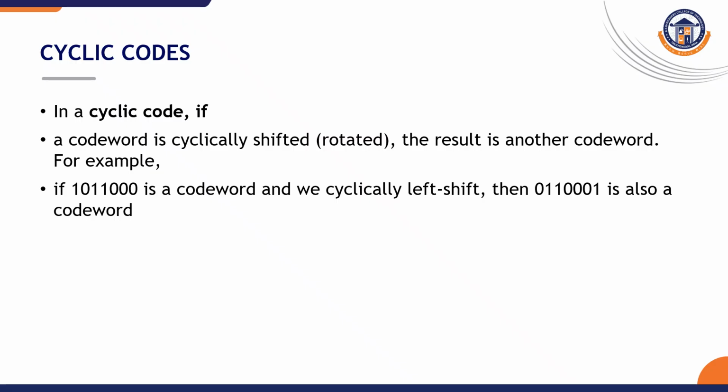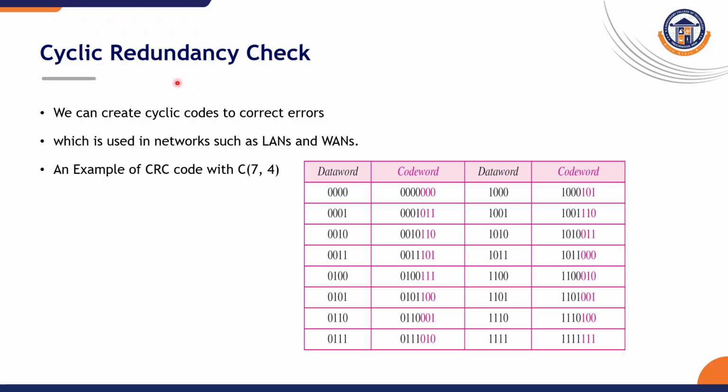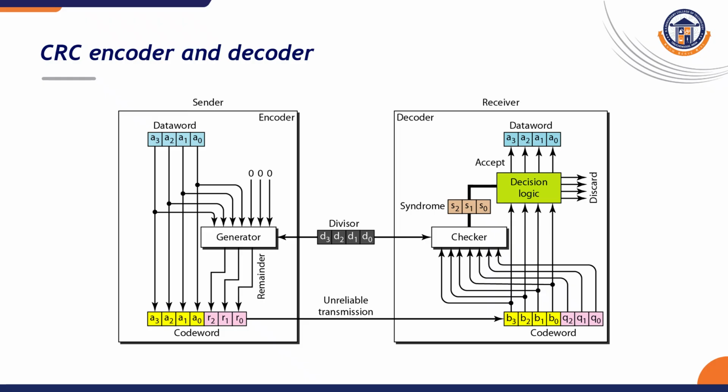In a cyclic code, if a code word is cyclically shifted, the result is another code word. That is, if it is an 8-bit code word, if we cyclically shift left each bit from LSB to MSB and the MSB bit moves to the LSB position, we get another code word. Cyclic redundancy check is mainly used in LANs and WANs to detect errors. Also, if the data word is 4 bits, the code word will be 7 bits.